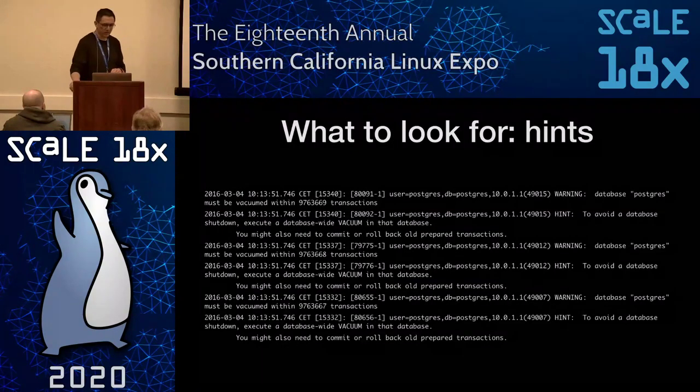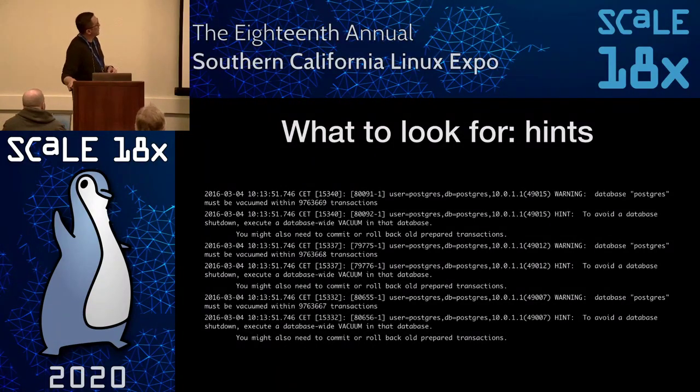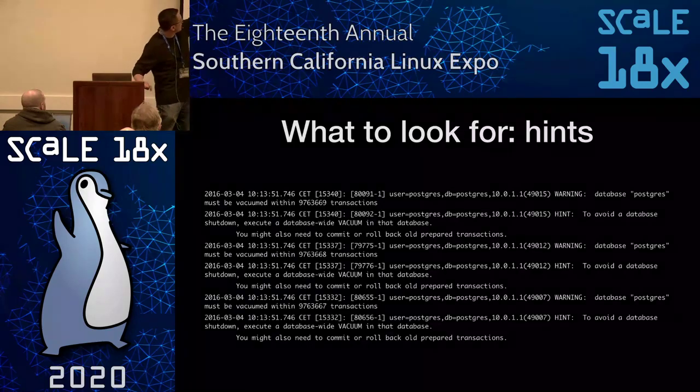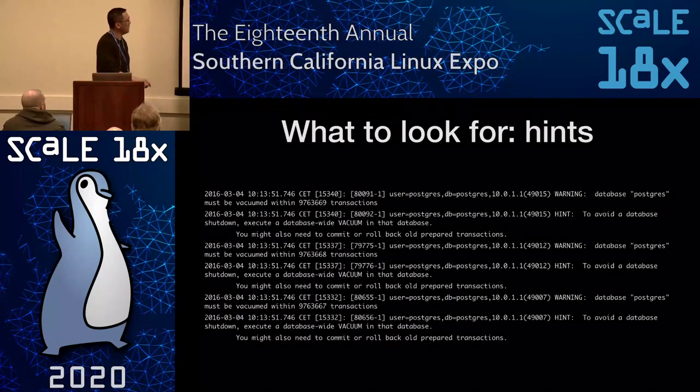Okay, so the hints, right? Like I was saying earlier, you want to read your hints. Here I got a warning. It says database postgres must be vacuumed within 9,700,603,669 transactions. And actually, if you look at it, it's decreasing one at a time, right? So it's like a ticking time bomb.